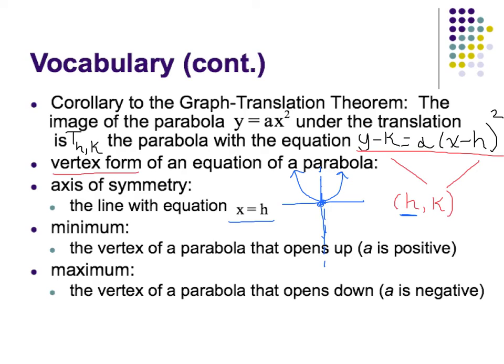Now the vertex is a minimum vertex if a is a positive number. That means the parabola is opening up, so that means that it is the lowest point on the graph. On the other hand, the vertex is a maximum if a, the number in front of the x squared, is a negative number. That's because the parabola is opening down, which makes it the highest point on the parabola.